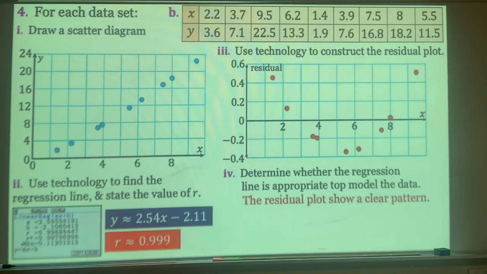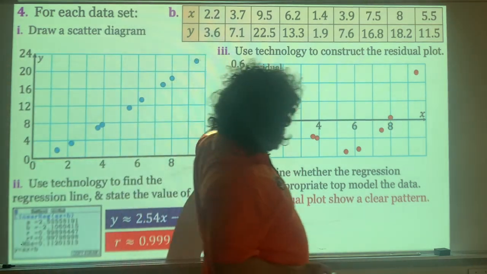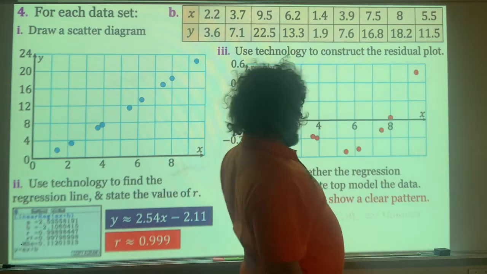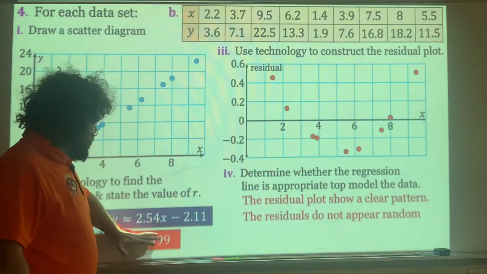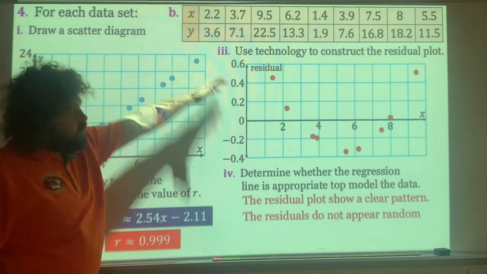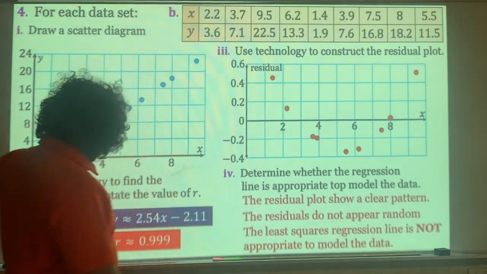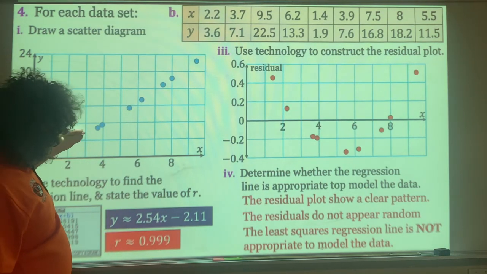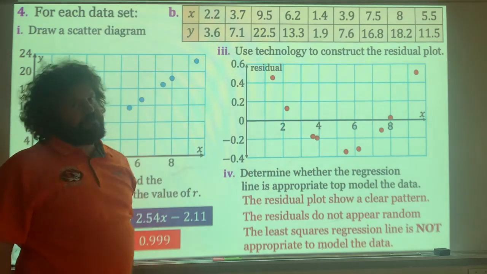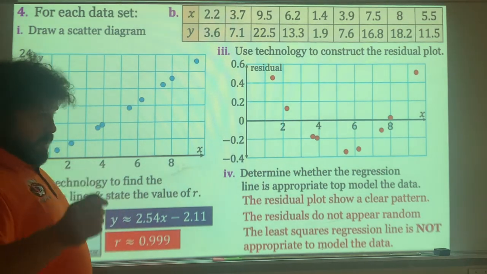The residual plot shows a clear pattern. They do not appear to be random. So even though this almost looks like a perfect line, the least square regression line is not appropriate. Nearly perfect, but it's just the slightest quadratic. So you'd have to use a different line. That's why residuals are important.